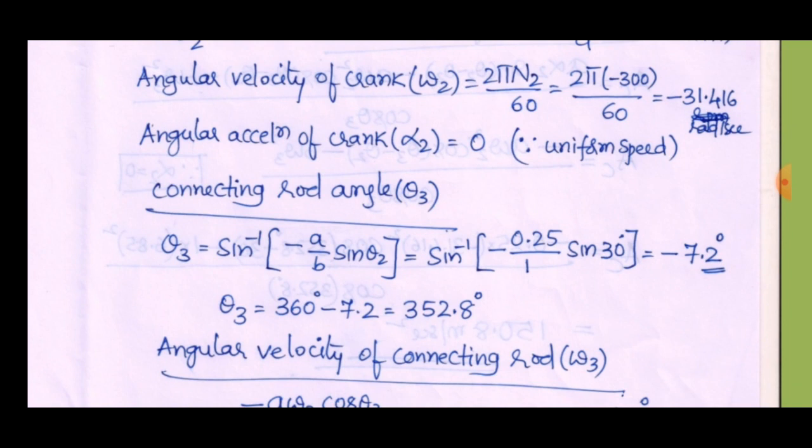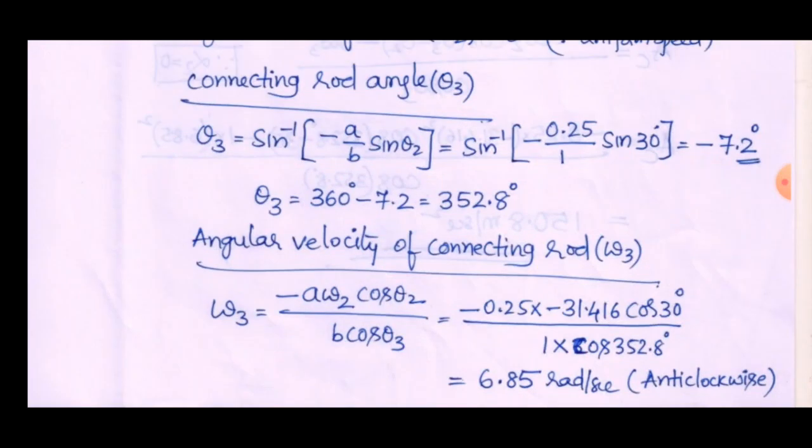Then further, you should not forget to subtract it from 360 degrees, because theta 3 is measured in anti-clockwise. So that theta 3 value will be 360 minus 7.2, which is 352.8 degrees. So that is the connecting rod angle.